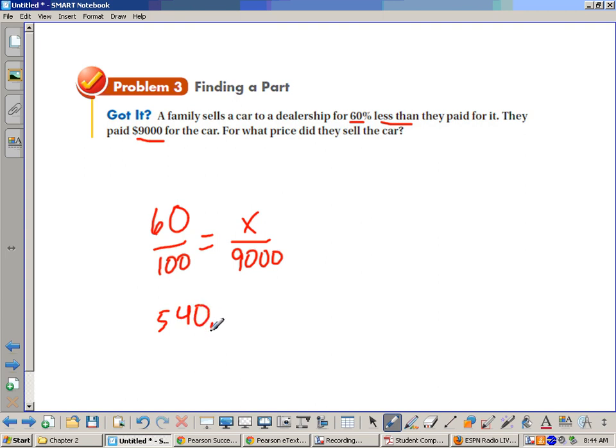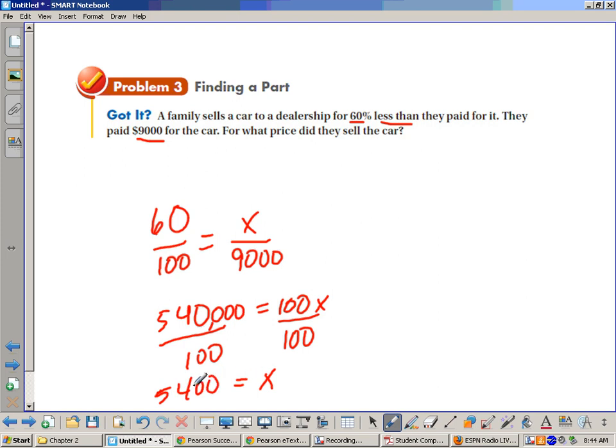We got 540,000, and that will equal 100x. So dividing by 100 just gets us our 60%. So we get 5,400. So this is not what they're actually selling the car for, though. They're reducing the original price by that.